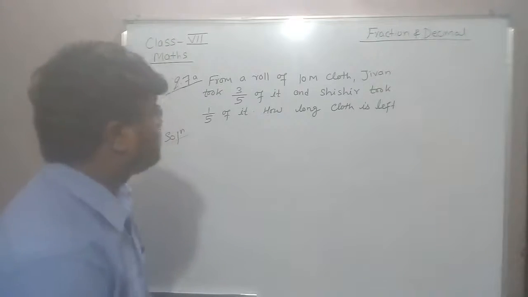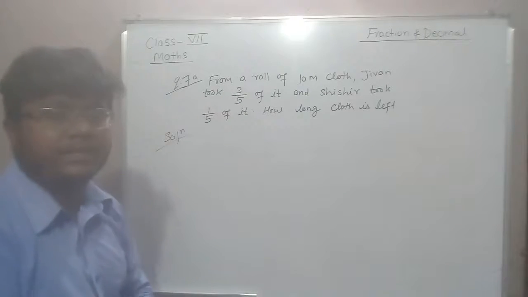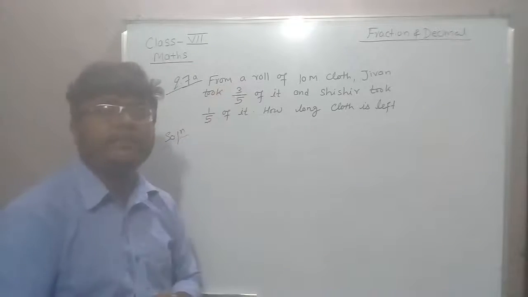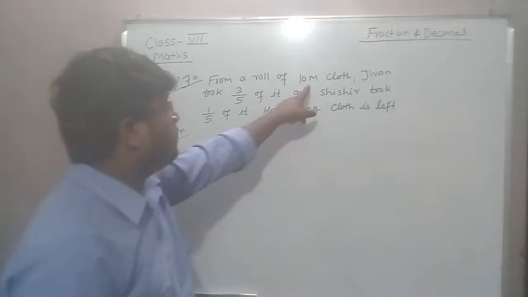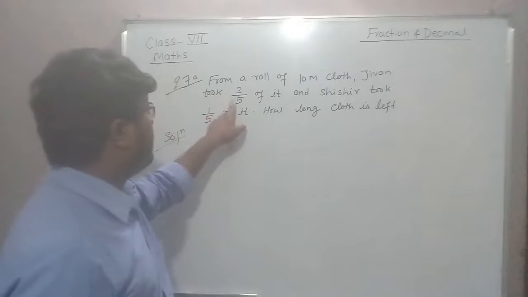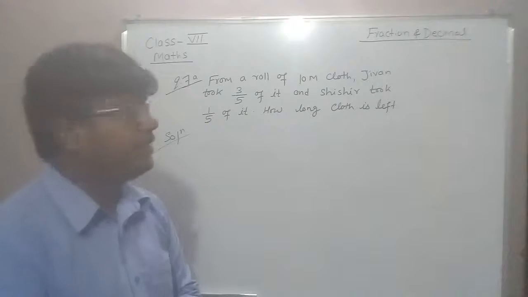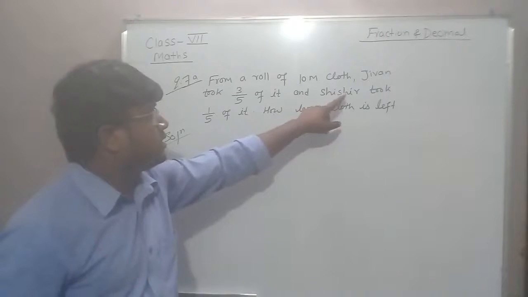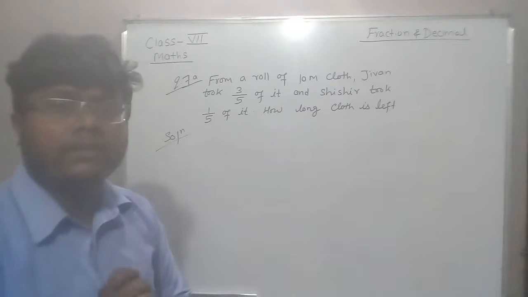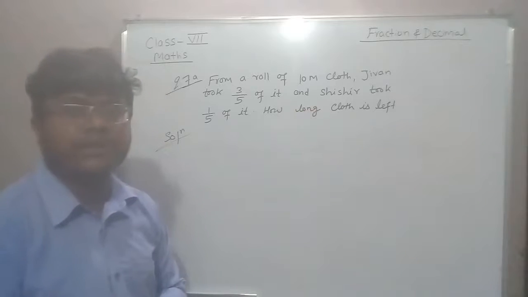So let's start. The question is from your exercise, page number 177, question number 7a. From a roll of 10-meter cloth, G1 took 3/5 of it, and CC took 1/5 part of it. So how long cloth is left?